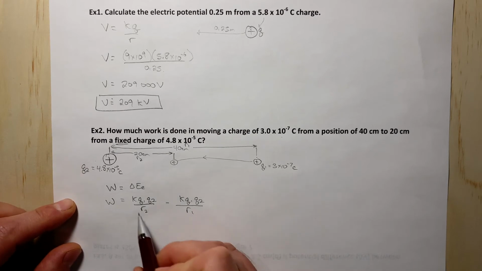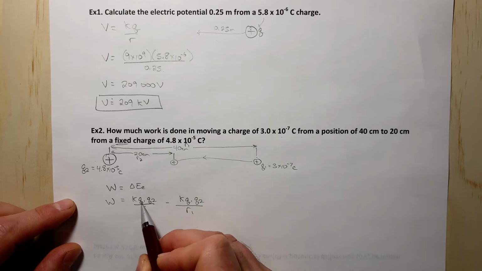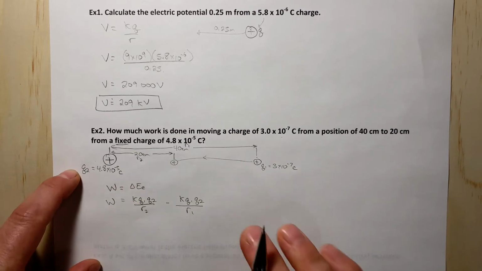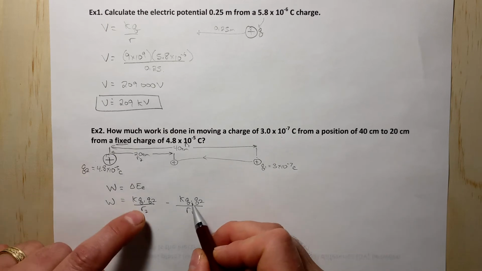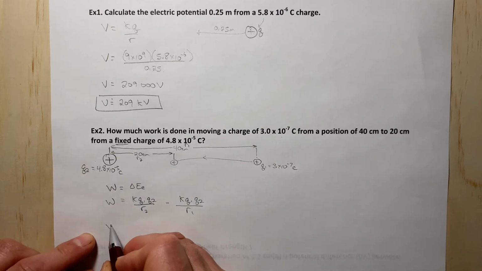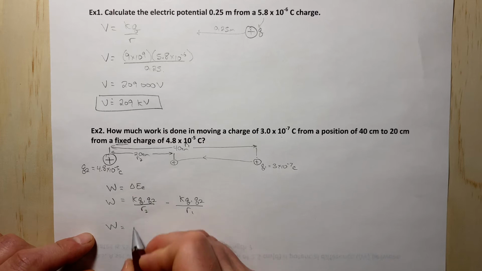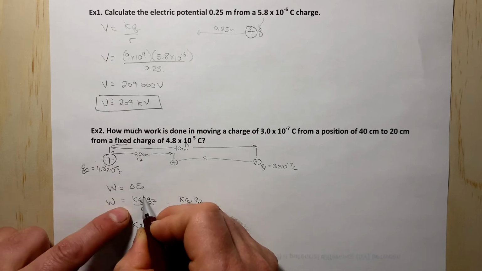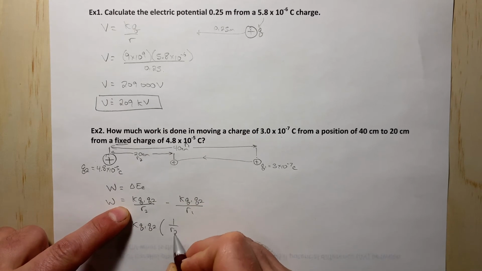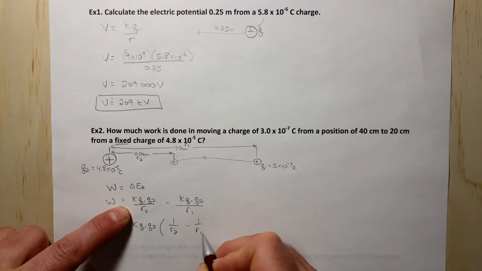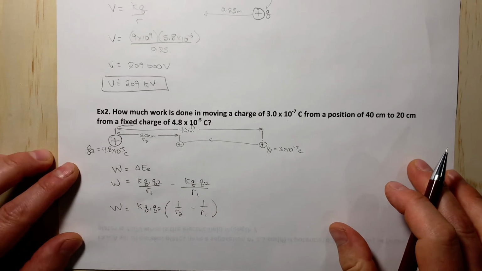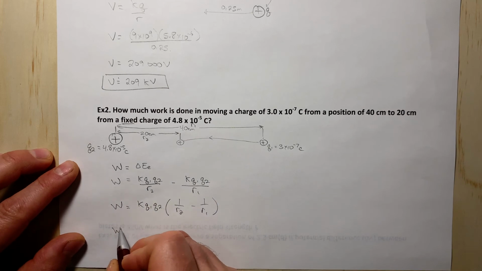I just want you to notice a couple things though. K is constant. Q1 is the same Q1, whether it's here or here. Q2 is just a fixed charge. It's just sitting there. Those things are all constants. So we could factor K, Q1, Q2 out, and what we're left with on top here is just 1 over R2, and here, 1 over R1. You don't have to do this. We could have just sub numbers in there. But I'll do it this way.